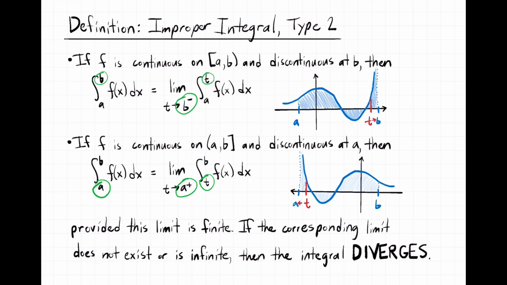Take a limit. As long as that limit in either case is finite, in other words, a number that is finite, that's your answer. If that limit is infinite, either plus or minus infinity, or if it doesn't exist at all, which can happen sometimes, then we'll say that the integral diverges.